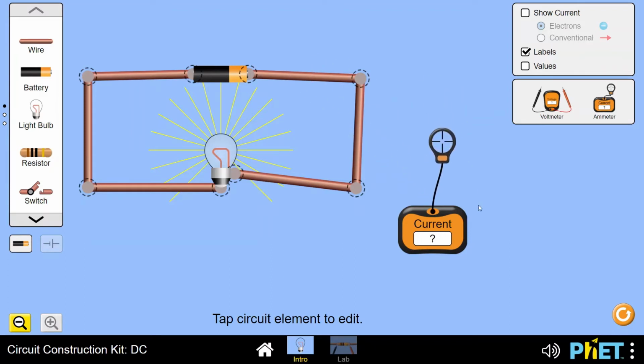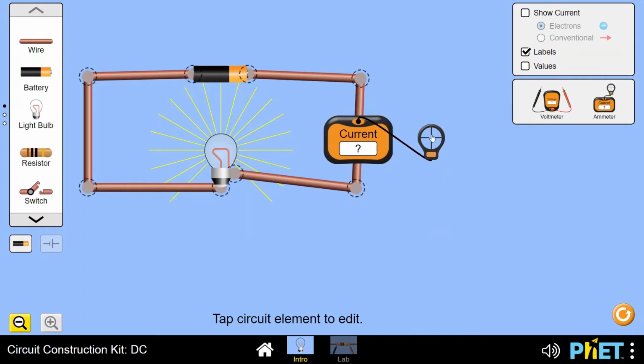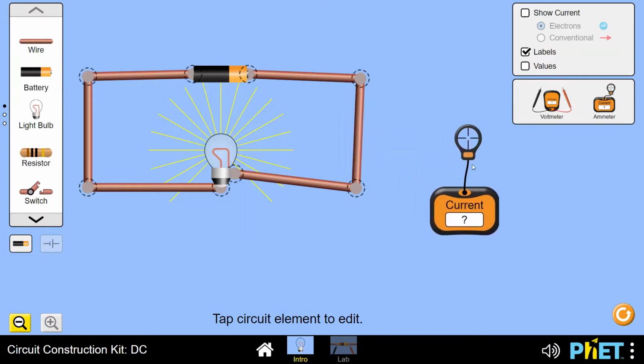Dead simple. Generally in real life you'd get one and you'd actually have to wire it into place. It can be a bit of a faff, but this one's much easier because you can just move it around. It always goes in series.